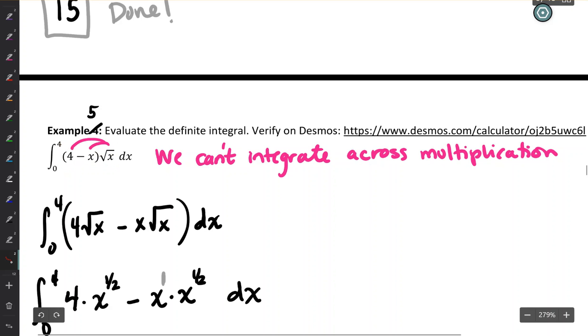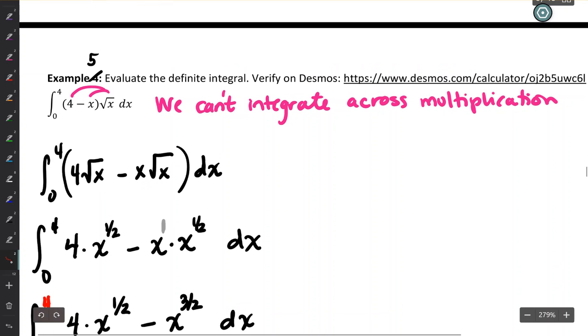I cannot, just like I can't differentiate, I can't integrate, i.e. anti-differentiate, across multiplication, across factors. So I'm just going to go ahead and clean up my algebra here. I'm going to use my distributive property. 4 times square root of x is 4 square root of x minus x times square root of x. And then I know now I've got terms. I've got one object minus another object. Doing this integral is nice. I can compartmentalize my thinking.